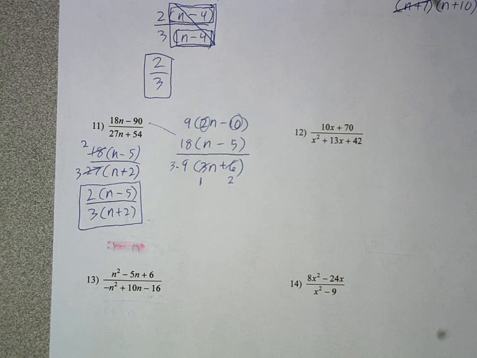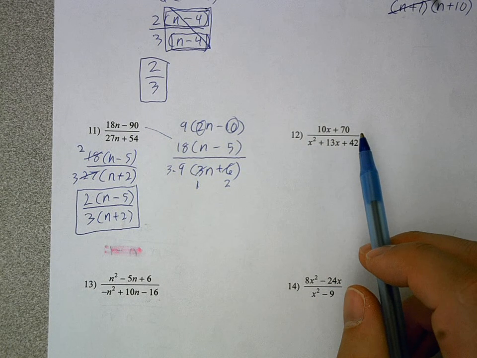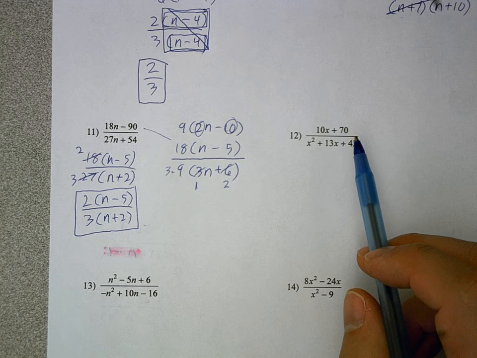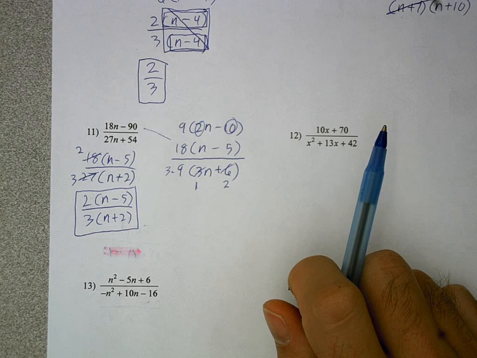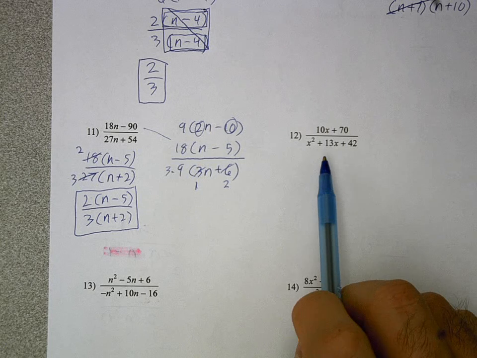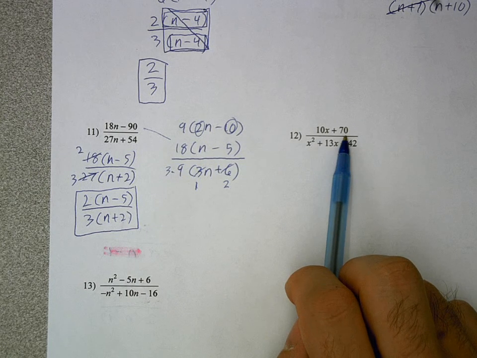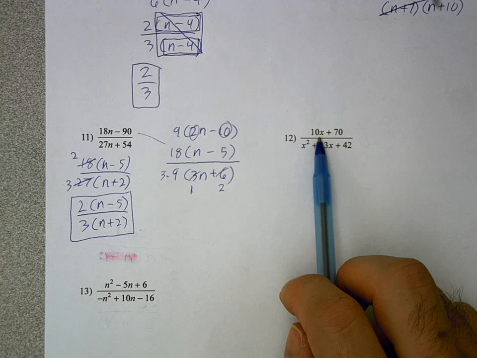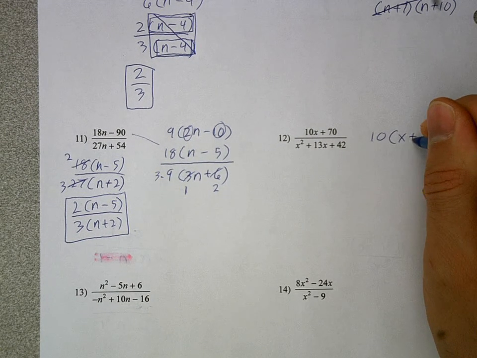Carson, looking at the 10 and the 70, what would go into both of those? What was that? So we can probably go even bigger. Does 10 go into 70? So is everybody good? We can take 10 out of both of those. So 10 times x plus 7.